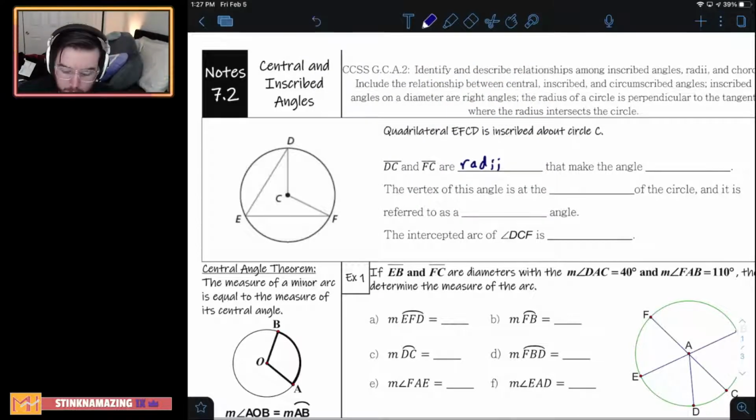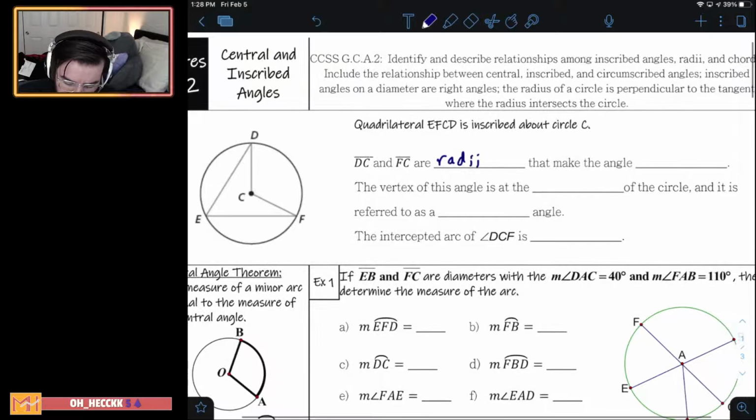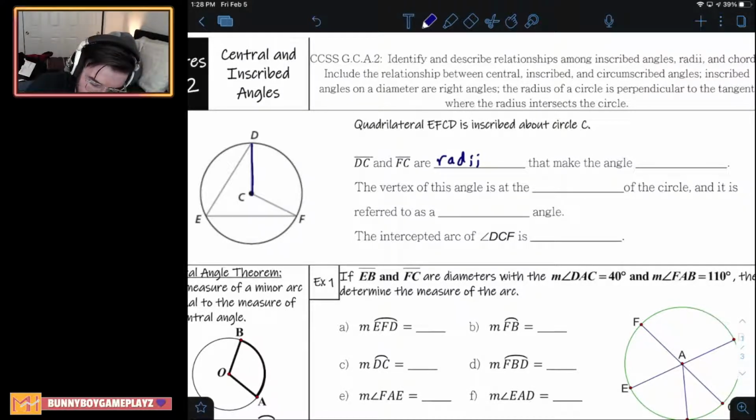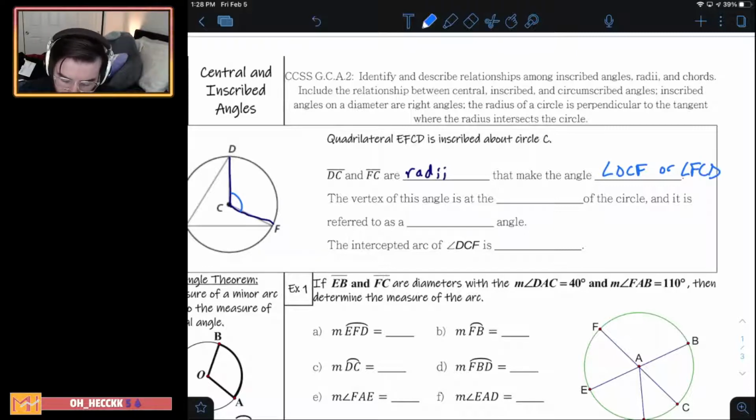Radiuses, right? But technically we call it radii. That make the angle DC and FC. They combine to make this angle right here. They make the angle DCF. Or you could call it angle FCD, whichever your heart desires.